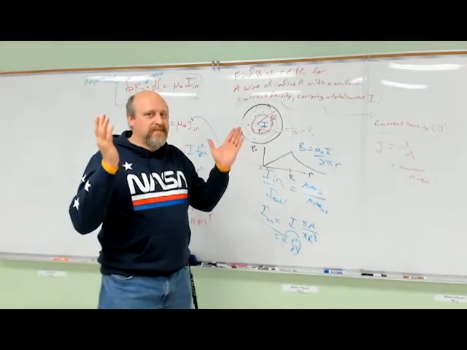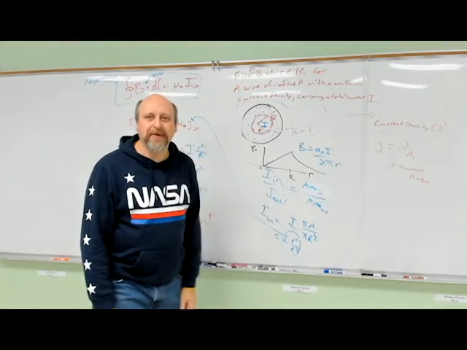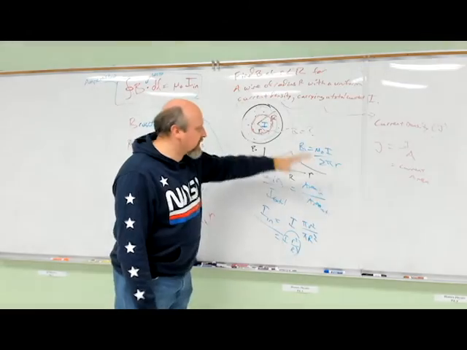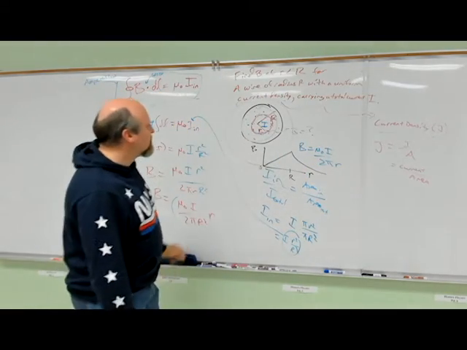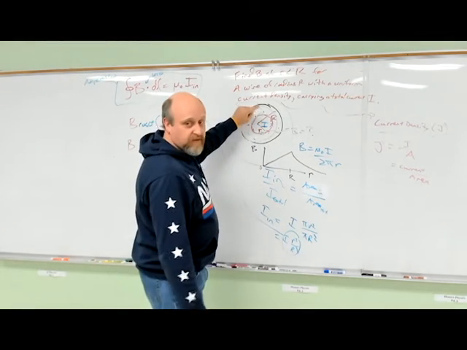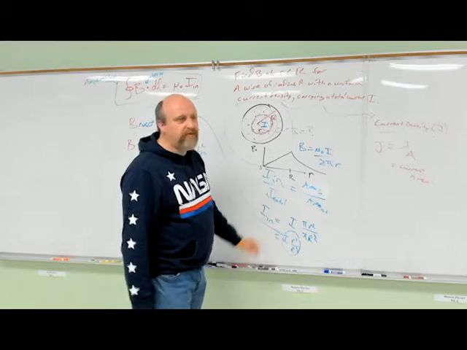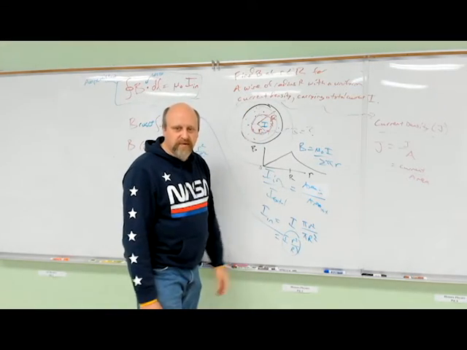Okay. Can you guess what the next case would be that I would throw your way? You say, yeah, we found the field inside the wire. We already know the field outside of a long straight wire. You say, oh, he's going to ask, hey, what if it was not a uniform current density? What if the current density was some function of r, right?